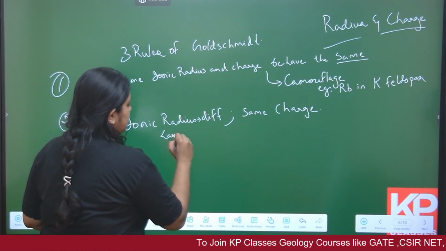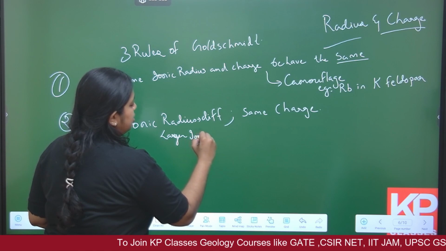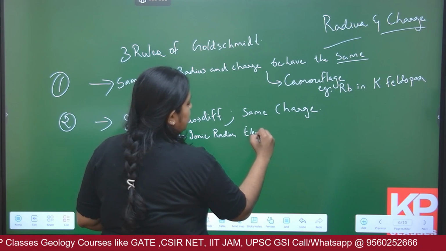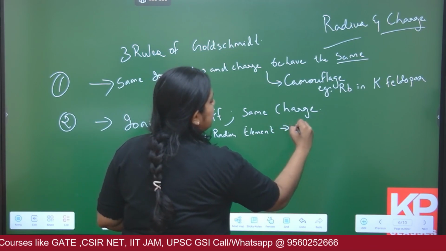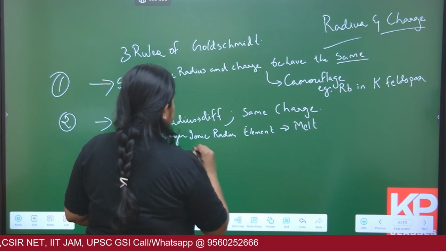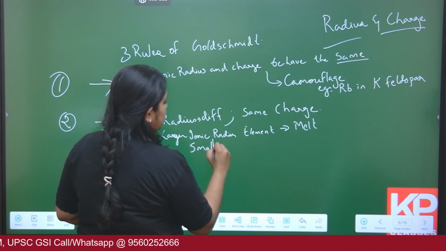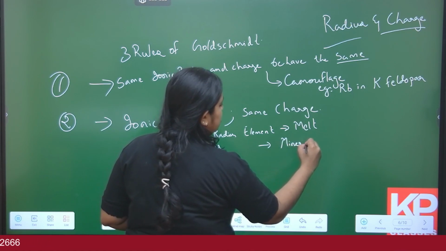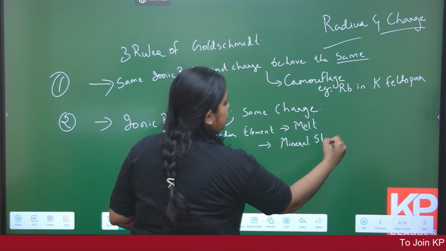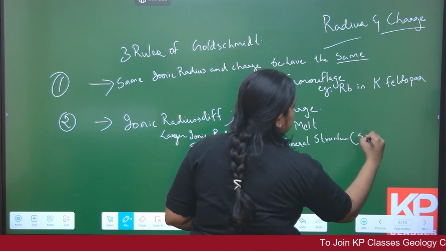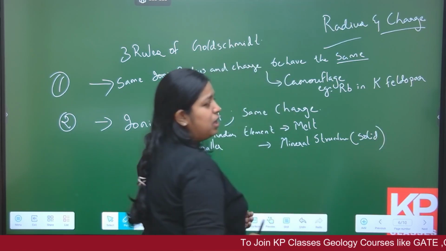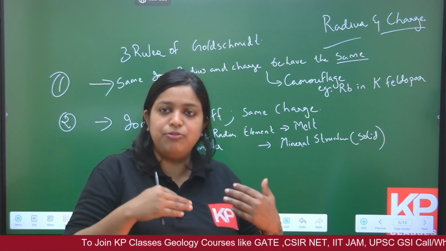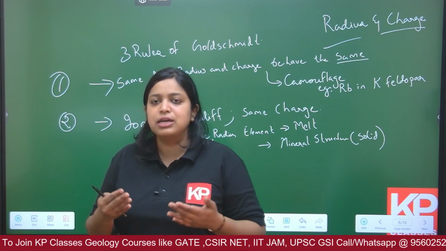The larger ionic radius element will prefer to stay in the melt, whereas the smaller ionic radius element will prefer to go into the mineral structure. Mineral structure means solid. Simple. The larger one is harder to crystallize than the smaller one. It is easier for a smaller element to fit into a crystal structure.